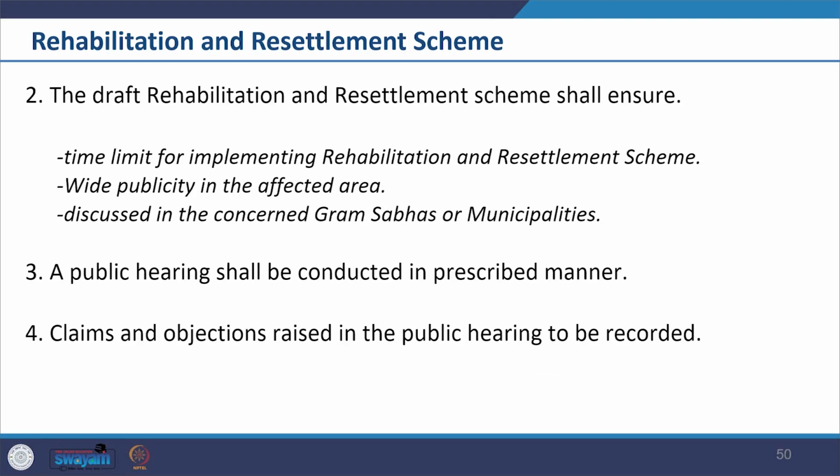So the draft rehabilitation and resettlement scheme shall also include time limits for implementing the rehabilitation and resettlement scheme. So cut-off time, we talked about that. So it is also going to have a time limit here, and the information should be made locally available, and it has to be widely publicized. And then public hearings also need to be conducted. So you look at the participatory part as well, how the act takes care of it.